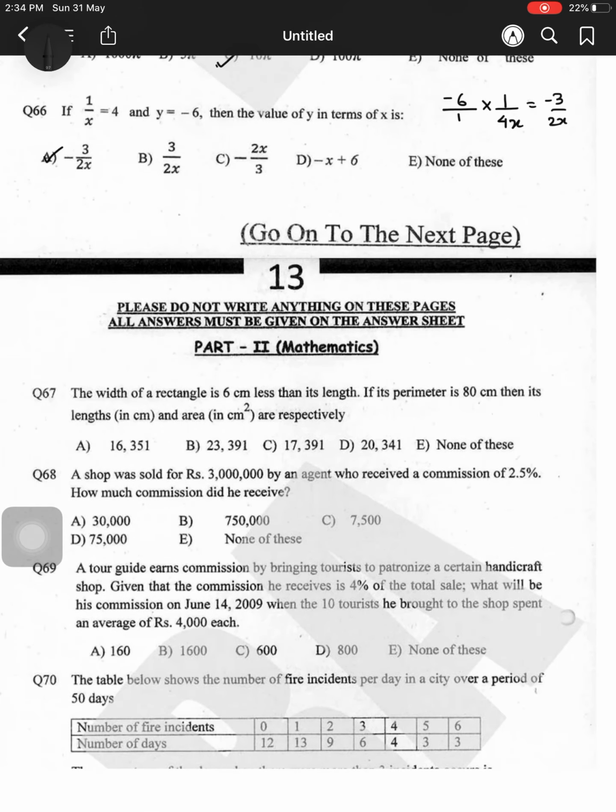This next question, he says that the width is 6 centimeters less than the length and the perimeter is 80. We know that perimeter formula is 2 times width plus 2 times length. So we're just gonna substitute the W with L minus 6. 2 times L minus 6 plus 2L is equals to 80.